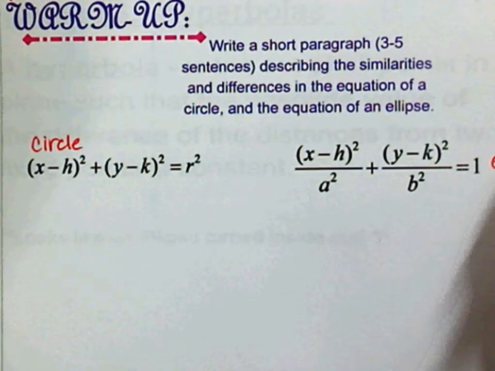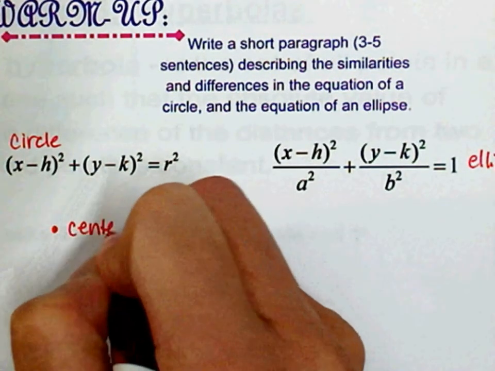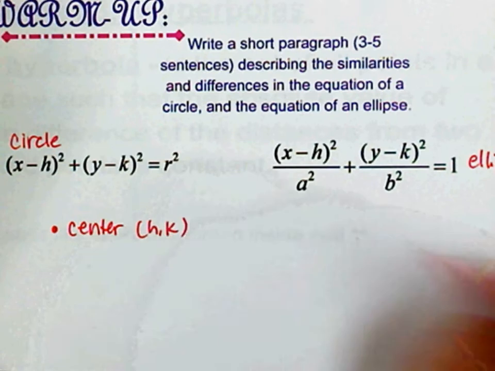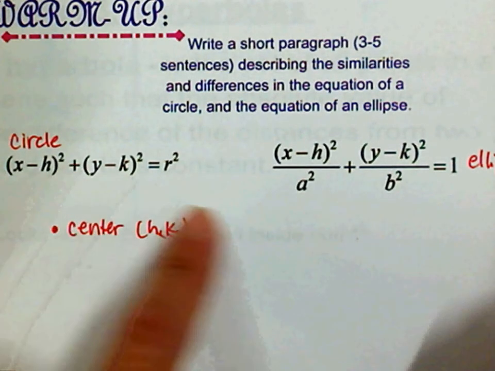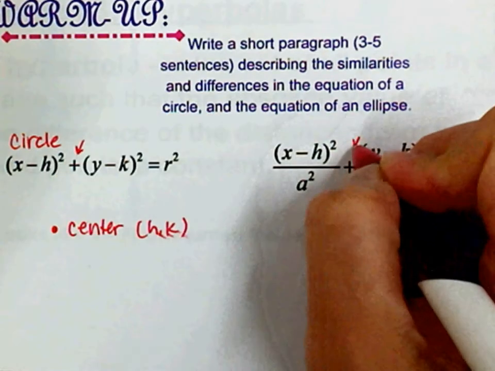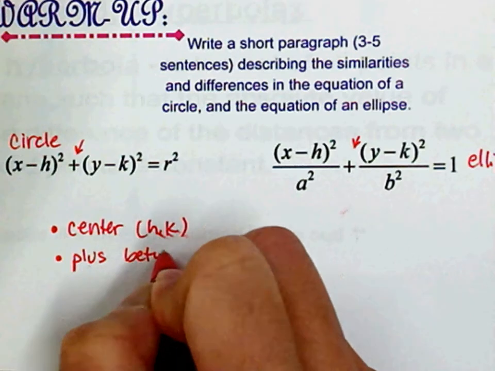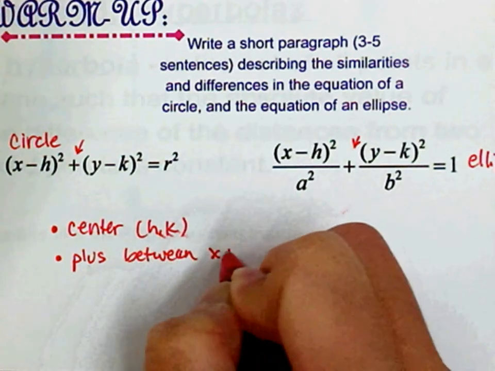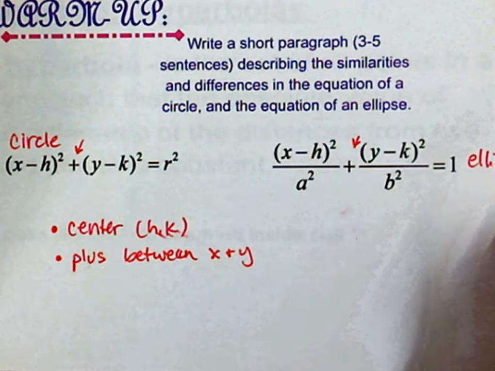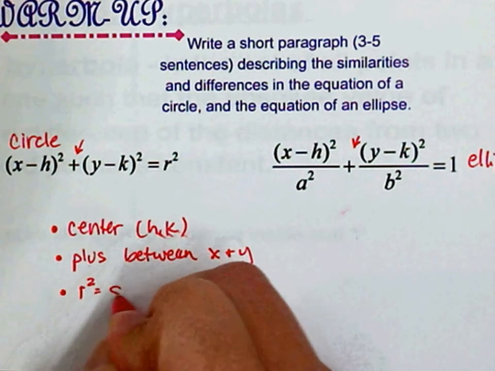What do you have that are the same? Well, they both have a center, and that center is H and K. See how they both have H and a K, and they're both square. And notice right here that there's a plus between X and Y square. What makes them different is that R square is the same number.